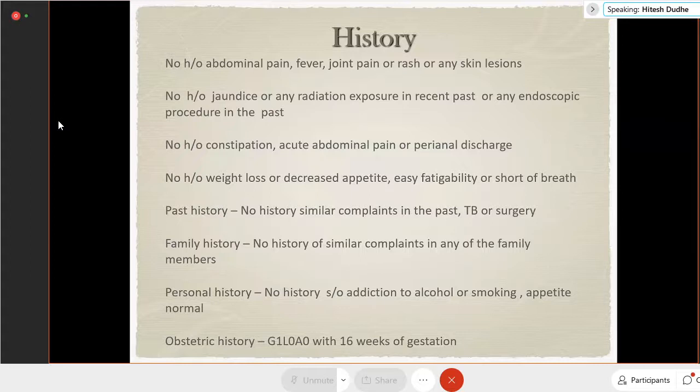Her past history: there is no history of similar complaints in the past. There is no history of tuberculosis or surgery. Family history: there is no history of similar complaints in any of the family members. Her personal history is not suggestive of addiction to alcohol or smoking. Her appetite was normal. Her obstetric history: she is gravida 1 L0A0 with 16 weeks of gestation.